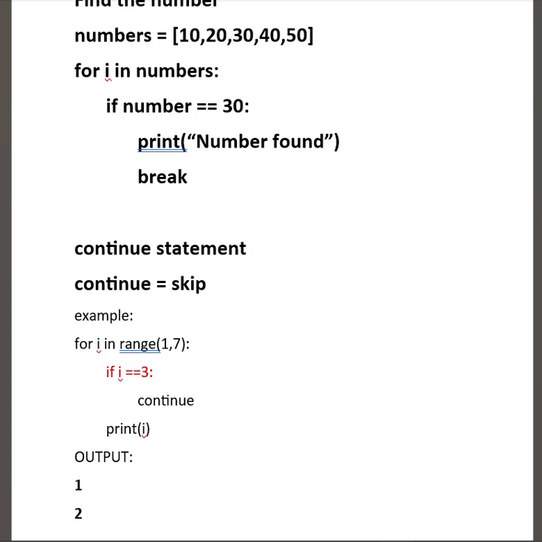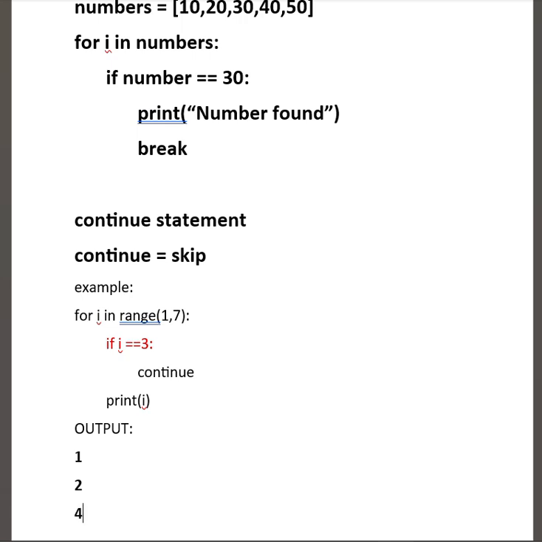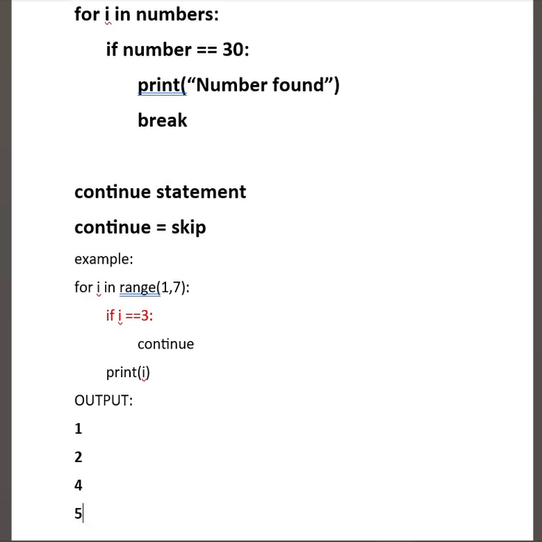Next, 3. 3 is equal to 3. So the condition is true, it will continue. So it will not be printing. 3 will be skipped, and we are going to continue with the next one. i is equal to 4. 4 is not equal to 3, so 4 will be printed. Next 5, 5 also will be printed. Like that it will be going on. When i is equal to 3, the iteration will be skipped. That third iteration will be skipped. Let's move on to the next example.